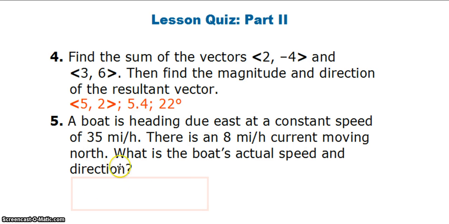Good. And a boat is heading due east at a constant speed. There's an 8-mile-an-hour current moving north. What's the actual speed and direction? This is worth your time. I know this is tedious, but using this information, you broke down the components, found a resultant vector, and then you needed to find the resultant vector's magnitude and the inverse tangent for the direction. So it puts it all together, and you have 35.9 miles an hour and north 77 degrees east, right?